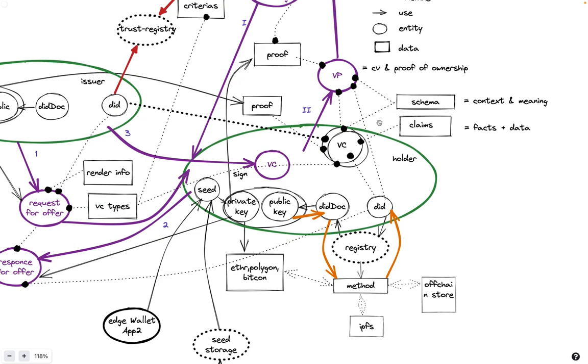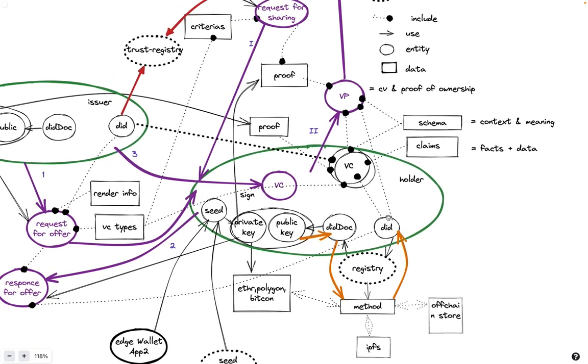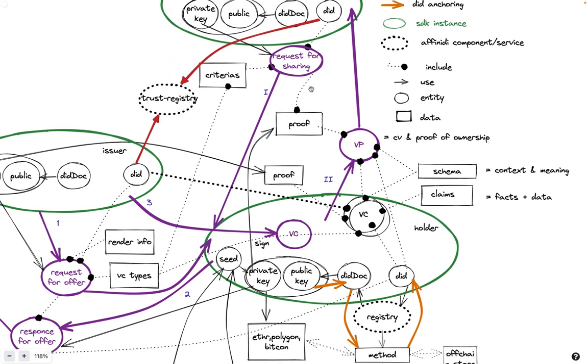And as you will see, the DID actually connects everybody. The verifier has a DID, and the verifier includes the DID in a request for sharing that goes to the holder. The issuer's DID is part of the VC that you get from the issuer. So it's always a part of the VCs that you hold.